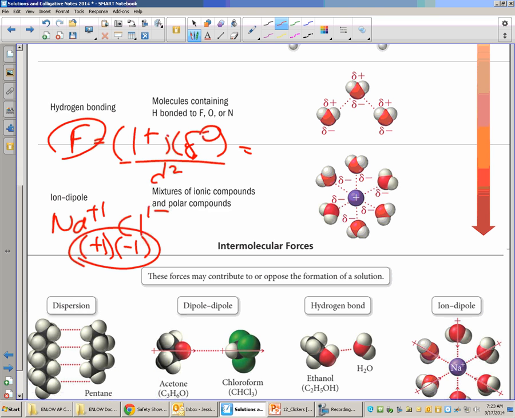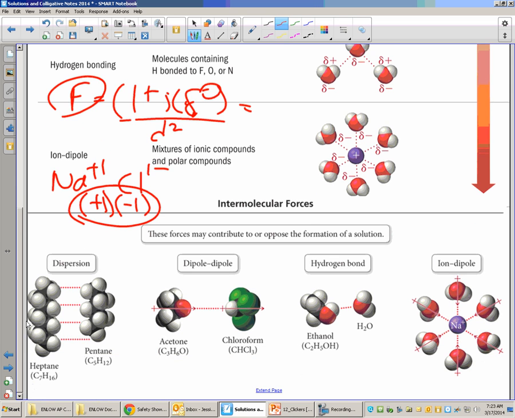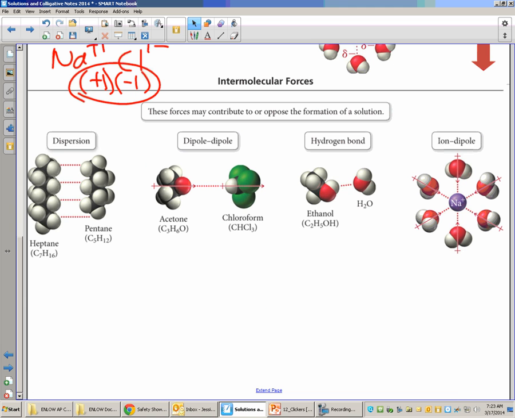So ion-dipole, I didn't want to tell you that when we were doing daily IMFs, and we're going to go into more IMFs. These partial charges don't really have a significant force. The partial charges with an actual ion do have a significant force. And then this is just another picture. I found some really good pictures this weekend.